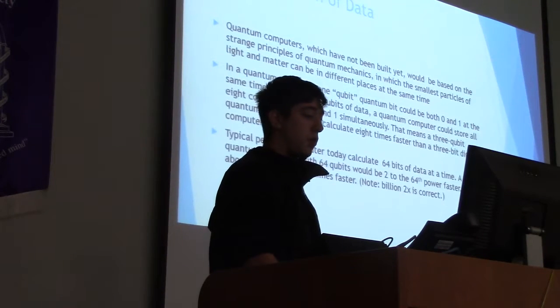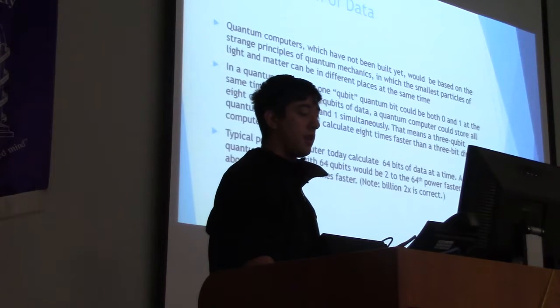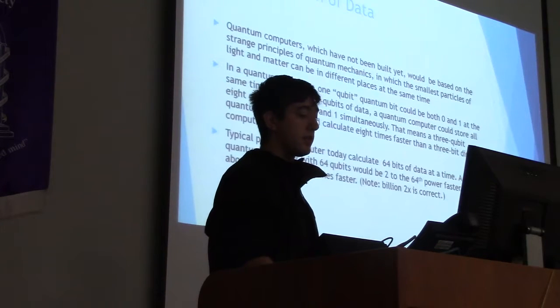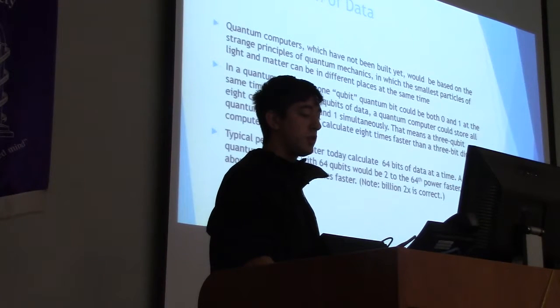In a quantum computer, one qubit, quantum bit, could be both 0 and 1 at the same time. So with 3 qubits of data, a quantum computer could store all 8 combinations of zeros and ones simultaneously. That means a 3-qubit quantum computer could calculate 8 times faster than a 3-bit digital computer. A typical personal computer today calculates 64 bits of data at a time. A quantum computer with 64 qubits would be 2 to the 64th power faster, or about 18 billion times faster. No, billion billion times is correct. So that's how fast a quantum computer is.